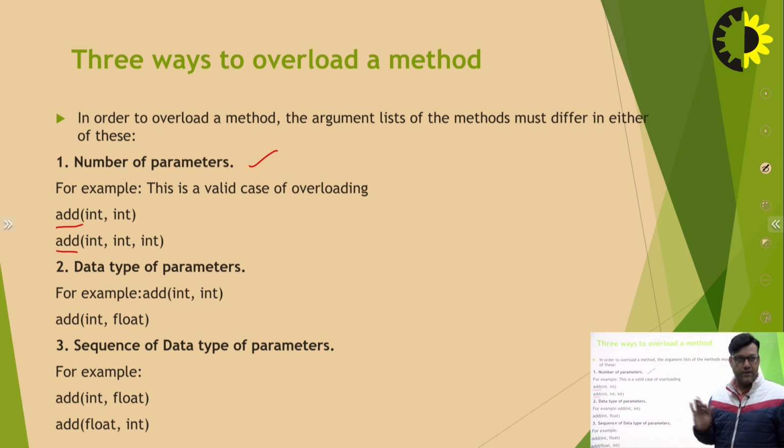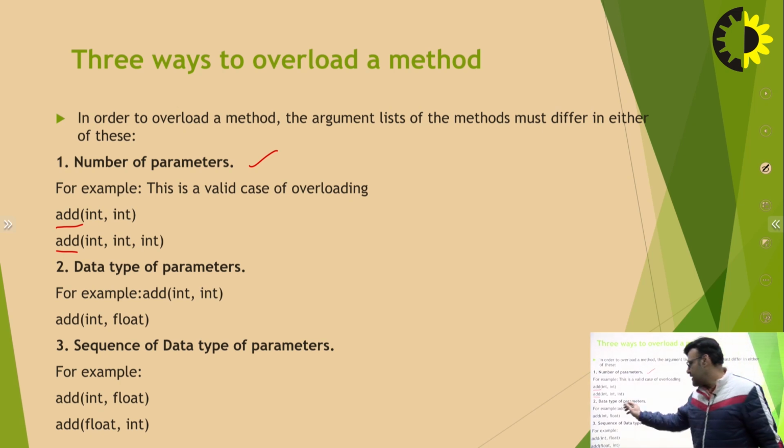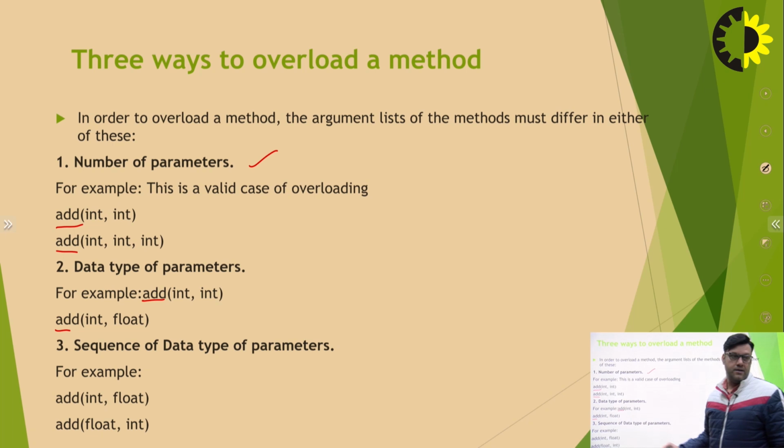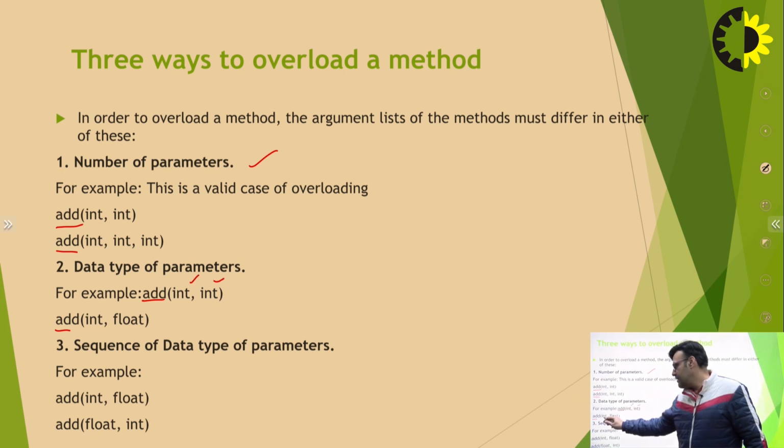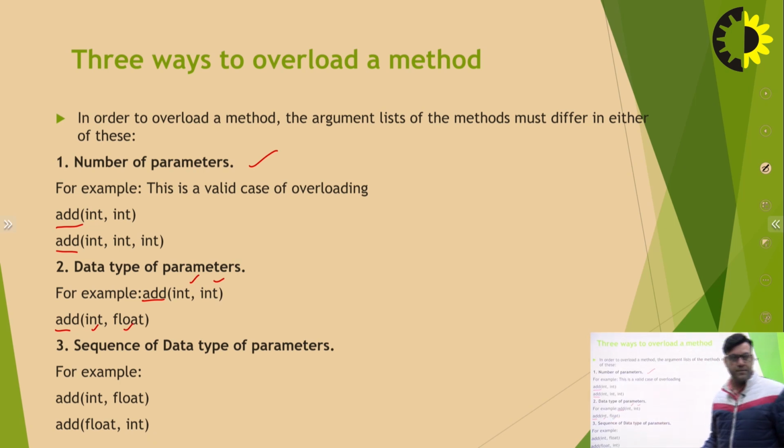Secondly, the data types of parameters. For example, in the first example, we have the same data types for the parameters. Now, in this, we have the same name add, but different data types. So on the basis of data types of parameters, this is the second way. In the first, we have int, and in the second, the first parameter is of integer type and the second parameter is of float type.